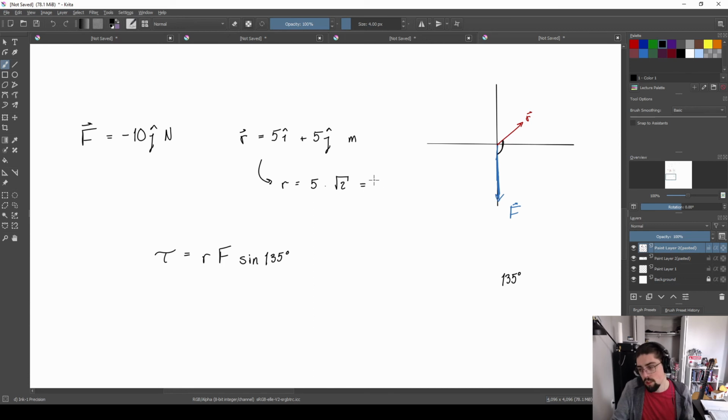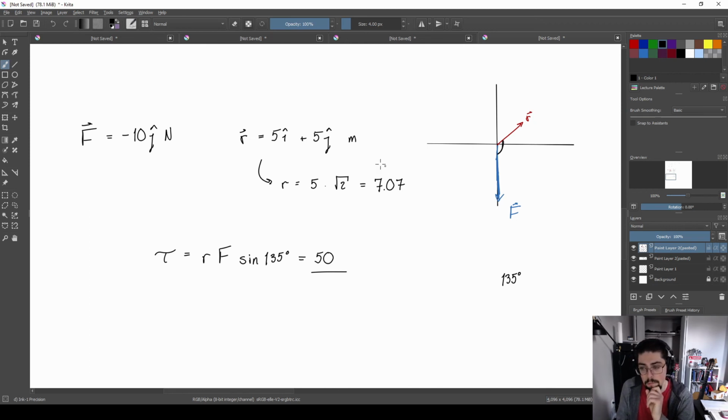7.07 though. It's a good value to use for that. Multiply all of these things out. We should have our torque times our force times sine of 135 lands right at 50. Now, the question is, clockwise or counterclockwise?